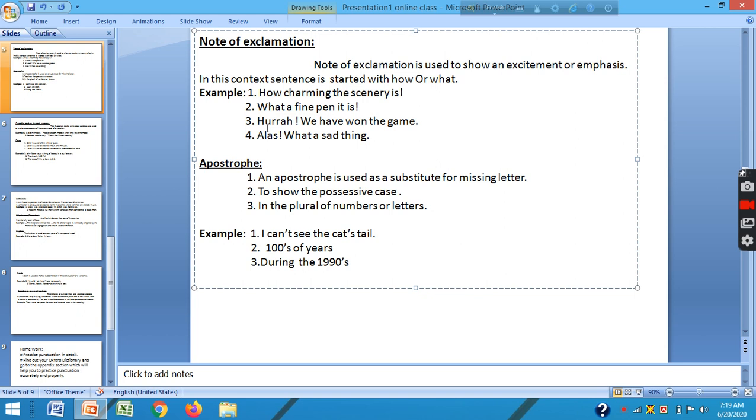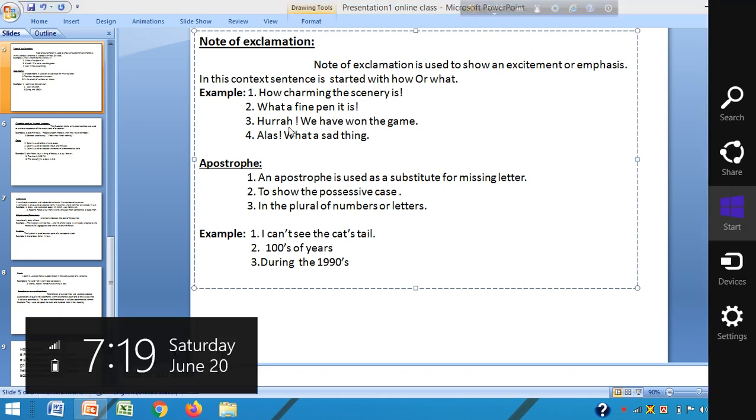Hurrah, we have won the game! Alas, what sad news! Dear student, you also use the note of exclamation after words like hurrah and alas. Now let us see the use of the apostrophe.